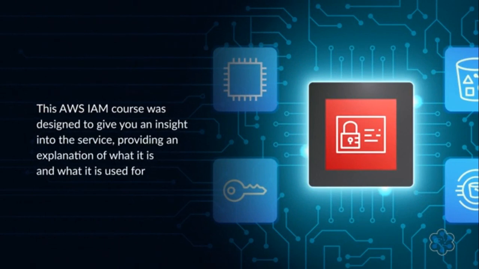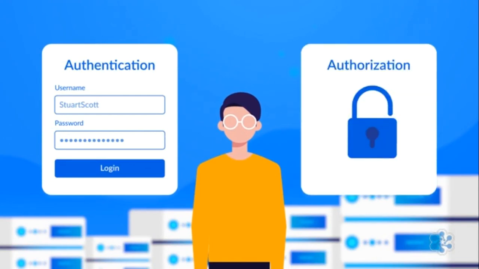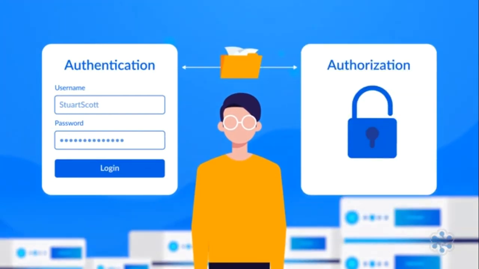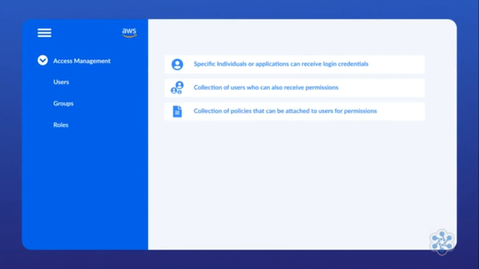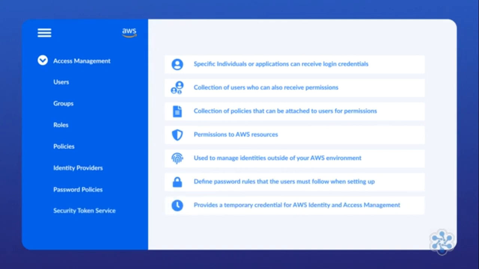This course covered some of the fundamental concepts of AWS IAM. It was designed to give you an insight into the service, providing an explanation of what it is and what it's used for, in addition to the core features that IAM provides to help you secure your AWS environment and its resources. I started by explaining what is actually meant by identity and access management and the difference between authentication, authorization, and access controls. I then focused on the components of IAM which allow you to manage and implement security controls, and these included users, user groups, roles, policies, identity providers, password policies, and security token service endpoints.